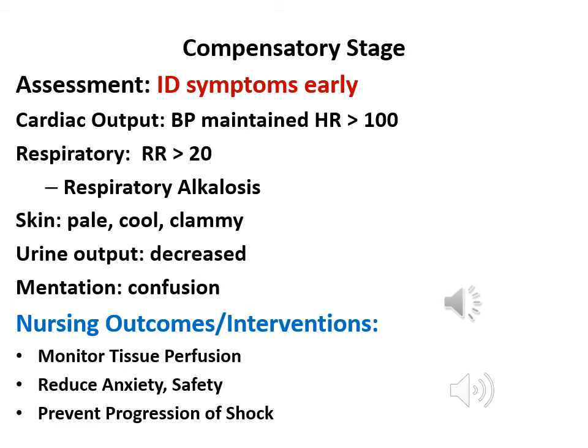You're also likely to see a decreased MAP, mean arterial pressure, and an increase in serum sodium and glucose levels. If you think about the body's compensatory response, you'll understand why you'll have those findings. So goals are to, number one, prevent progression, and monitor tissue perfusion. That's how you're going to know if shock is progressing. Reduce the anxiety of the client and promote their safety. And I think that's it for this stage.